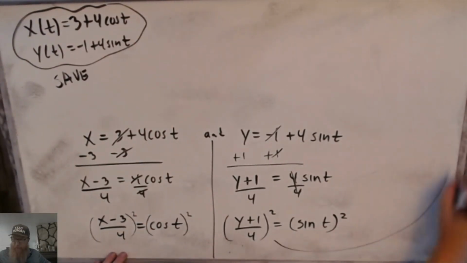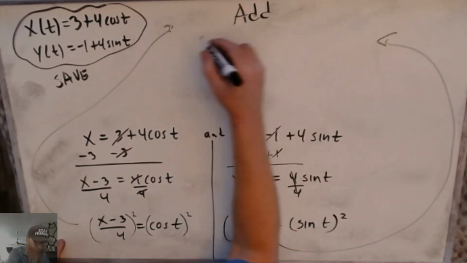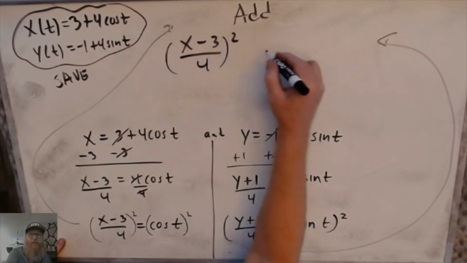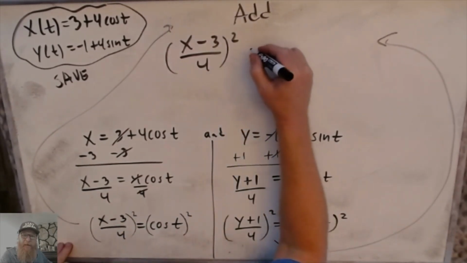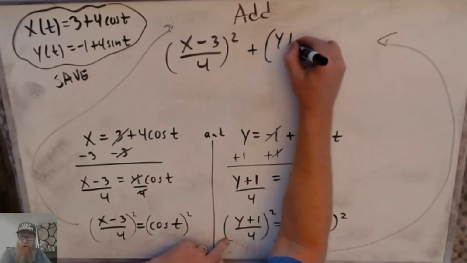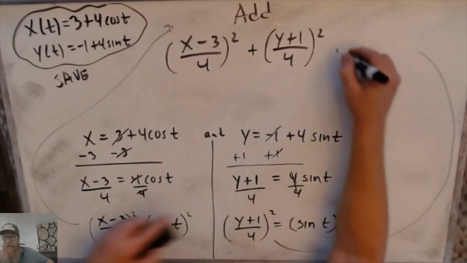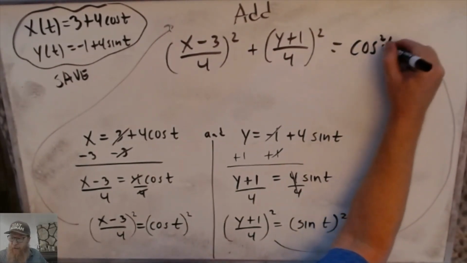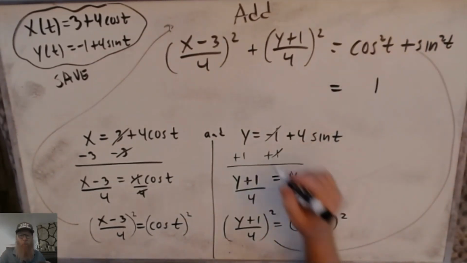All right, so now we're going to take these and add them together. So we have x minus 3 over 4 quantity squared. Leave it in that form. If you actually start squaring it out, you might regret it. Plus y plus 1 over 4 squared equals, and now add your right-hand sides, cosine squared plus sine squared, and that's just going to be 1.